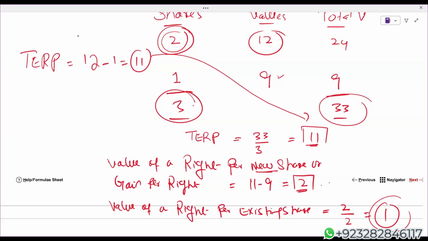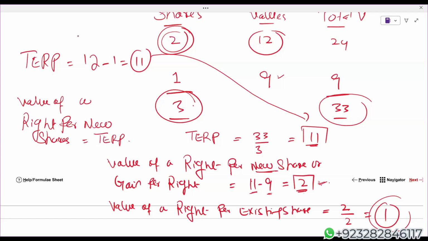Okay. How did we calculate this gain? Theoretical ex-rights price minus rights issue price will give us the value of a right per new share. Look at this. The value of a right per new share is actually equal to theoretical ex-rights price minus rights issue price. Like 11 minus 9, it has given us the value 2.